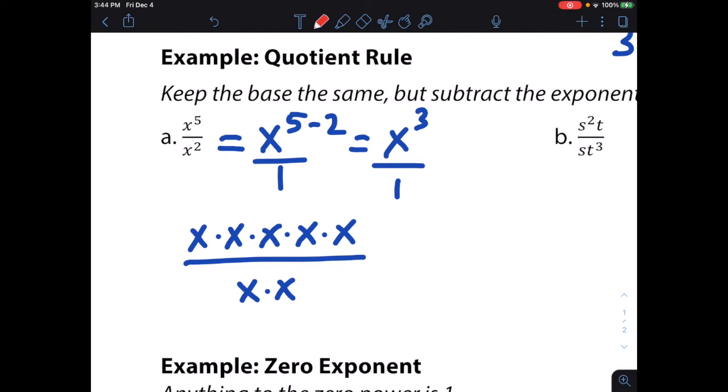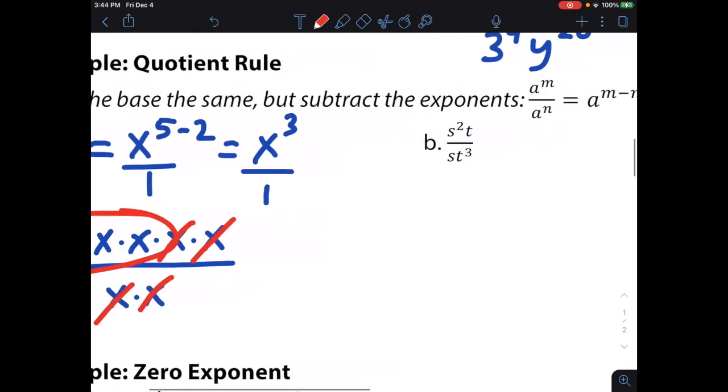So I'm going to cancel this one with this one and with this one, and you can see I'm left with 3 x's in the numerator. Okay, so that's why the subtraction takes place in the numerator, because basically if you look at what I crossed off in the numerator, it's 5 minus 2 of the x's in the top because there's 2 on the bottom. Okay, so it's 5 minus 2, it becomes 3.